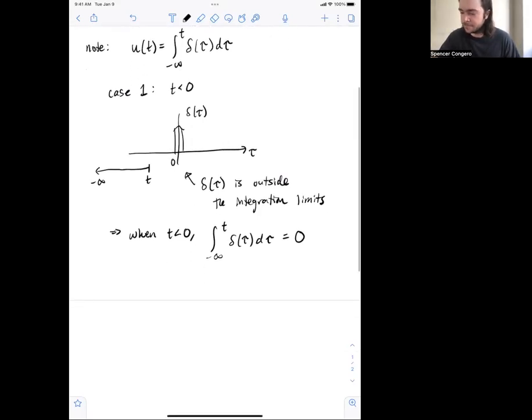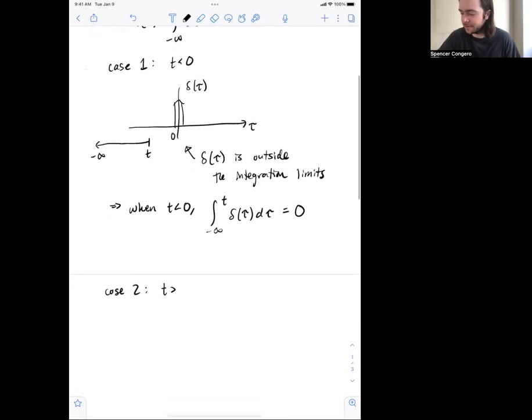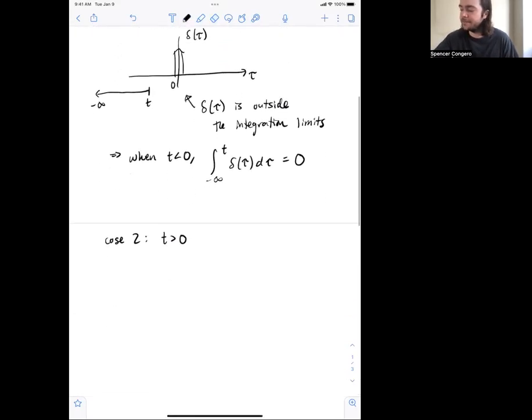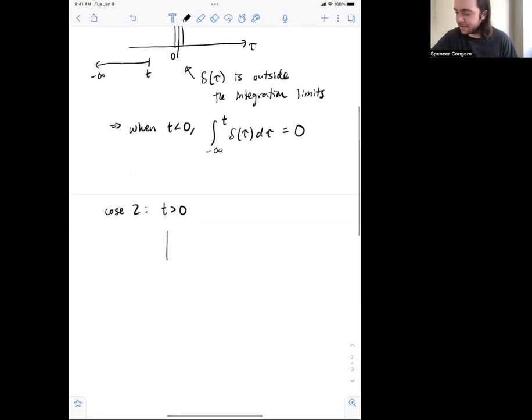Okay. What about case 2? What happens when t is greater than 0? All right, so we've just shown when t is less than 0, we get 0. That's looking good for this function being the unit step. What about when t is greater than 0? Do we get 1? I think you can probably see that, yes, we do. I'll just draw it out anyway.